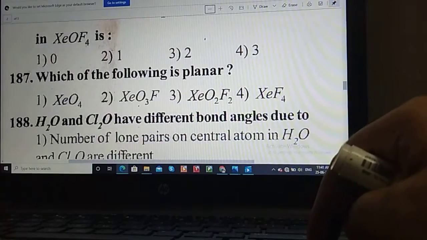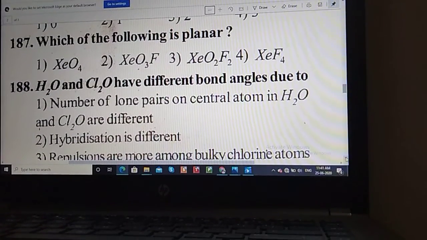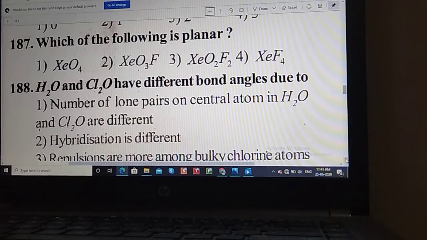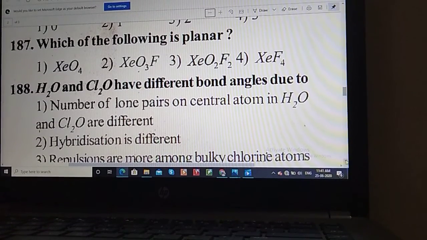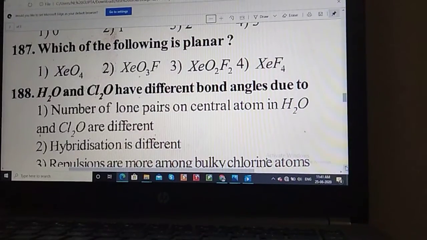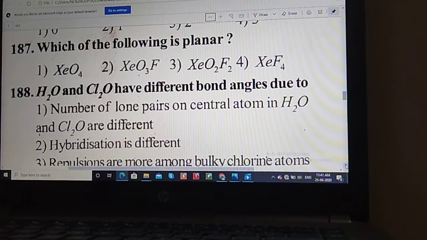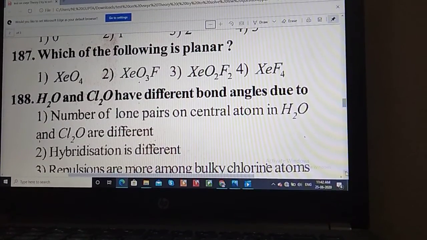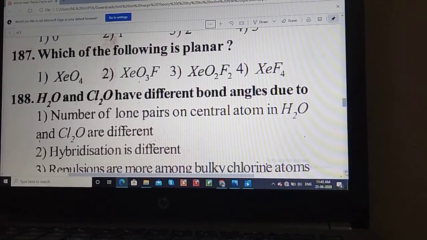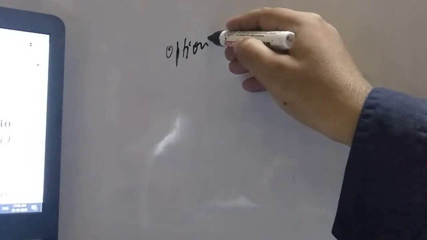Now 187, student: which of the following is a planar structure? There are 4 options they have given. XeO4 is a tetrahedral structure, student. XeO3F is again a tetrahedral structure. XeO2F2 is seesaw shape, student. If you talk about option number 4, I am directly discussing XeF4. If you are not able to understand, you can ask in the message box, I will explain again.